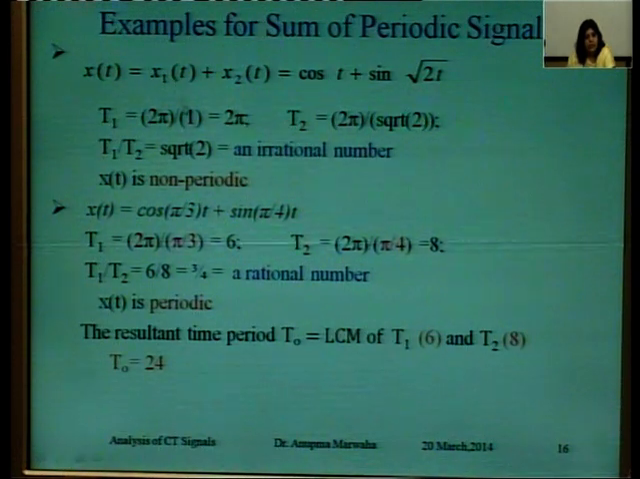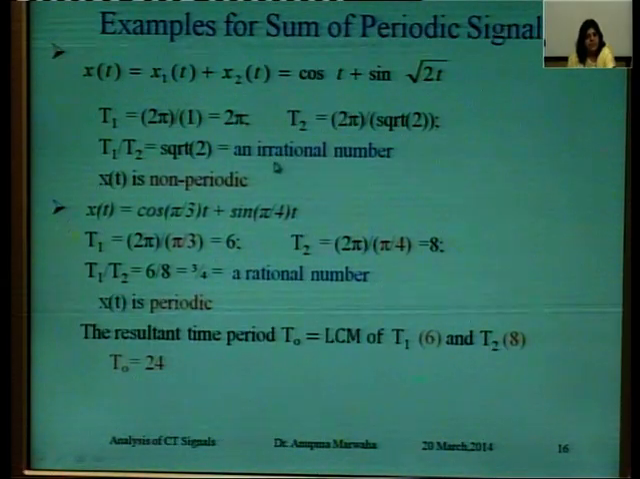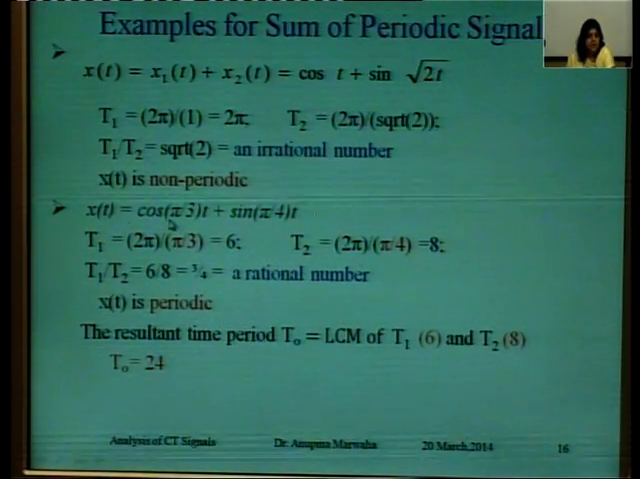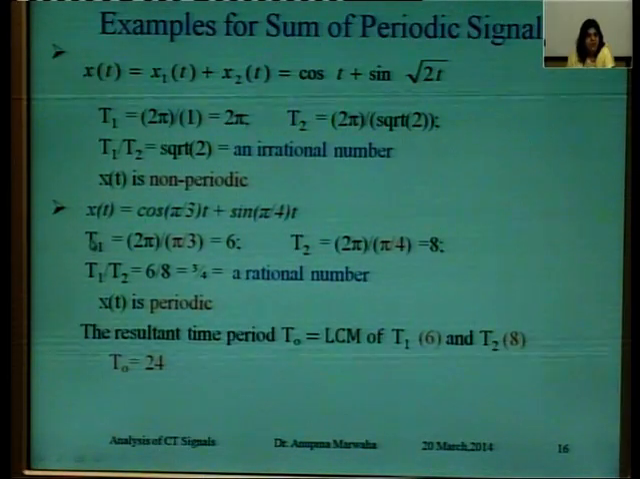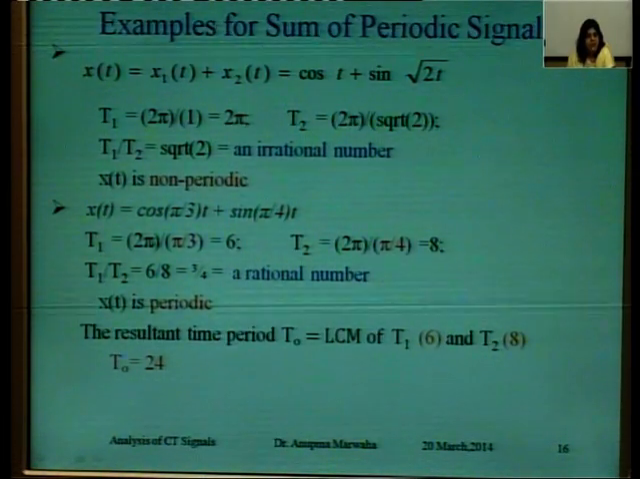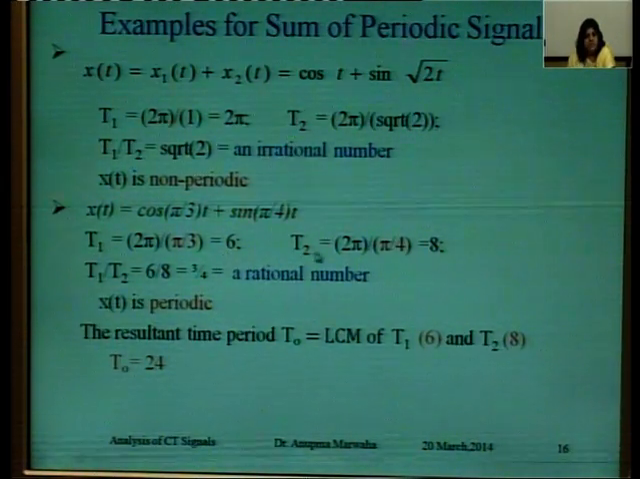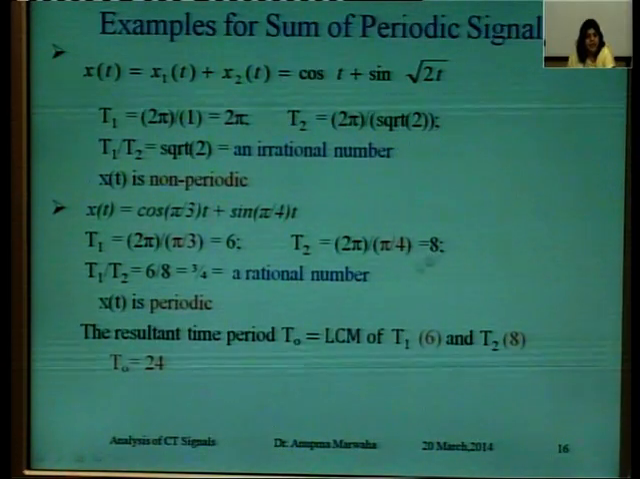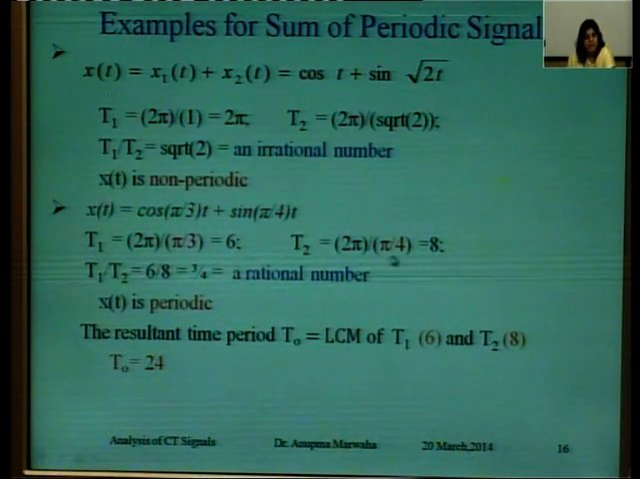That means, though the individual functions x1(t) and x2(t) are periodic, the sum of these periodic signals is non-periodic. So, the next example: let x(t) be cos(π/3 · t) plus sin(π/4 · t). Again, these are periodic signals, so we can find the time periods. T1 comes out to be 6 if we solve it, and the time period for the second periodic signal comes out to be 8. Now, the ratio of T1 and T2 is 6 by 8, or 3 by 4, which is a rational number.